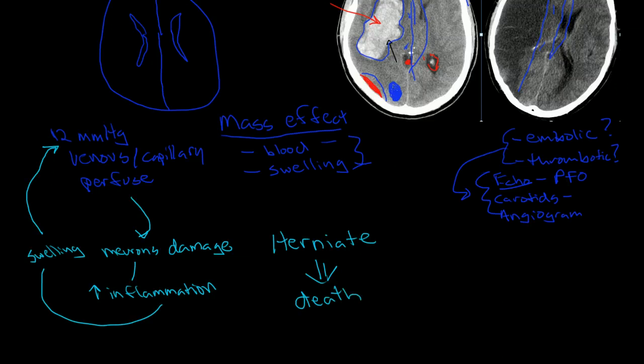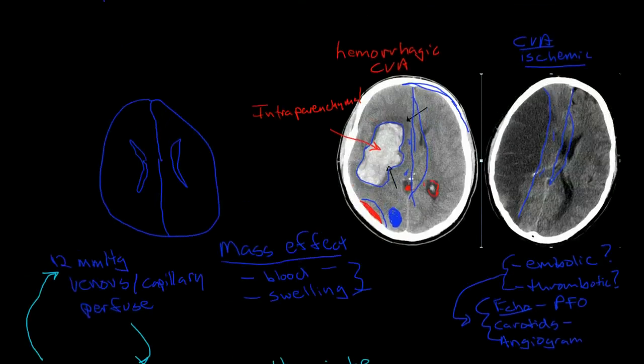Okay, so mass effect can occur for a number of reasons. Either stroke can cause mass effect if they're large enough, and various injuries can cause mass effect as well. Okay, so that's the basic overview of the pathophysiology of cerebrovascular accidents.